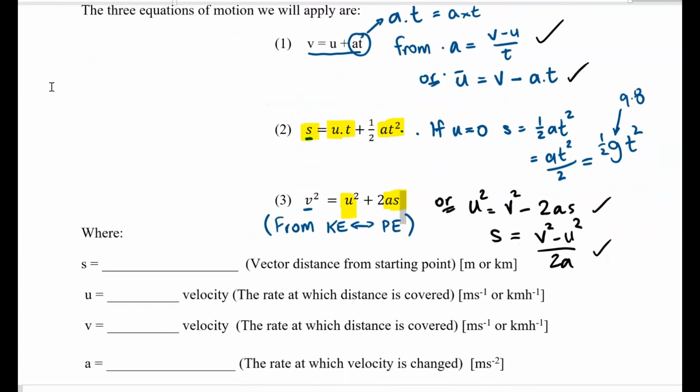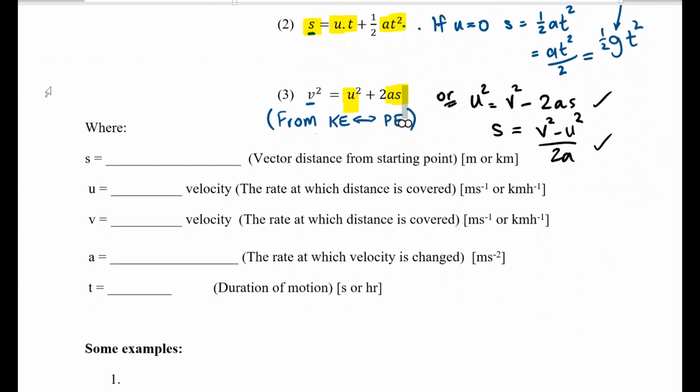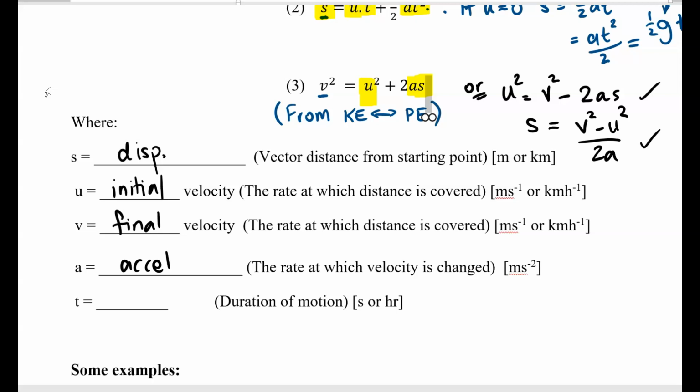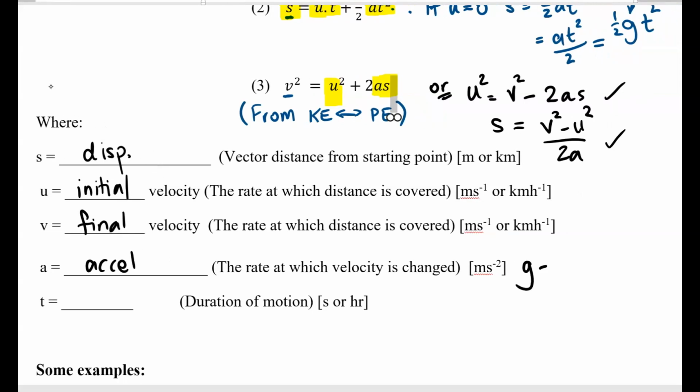Now, let's make sure we remember what our variables are. S is our displacement, U is our initial velocity, V of course is our final velocity, A is our acceleration, and remember, if it's dropped, it becomes G, which of course is 9.8 in a gravitational field.